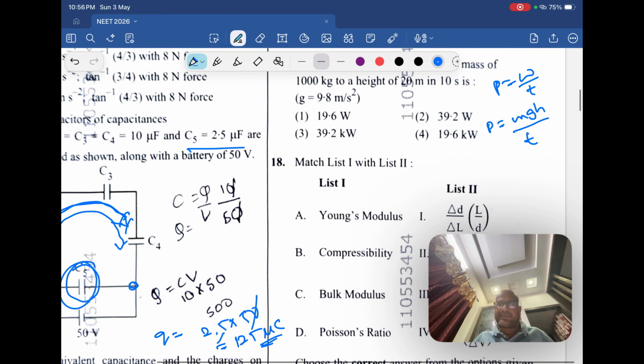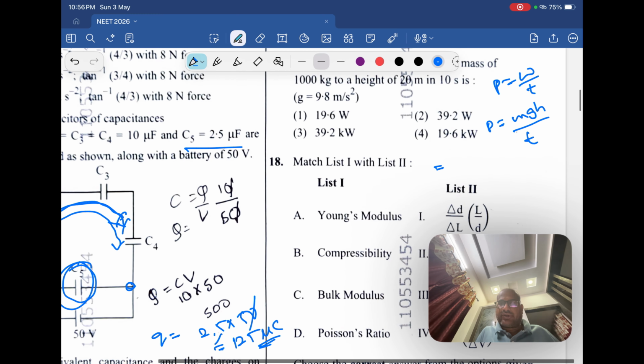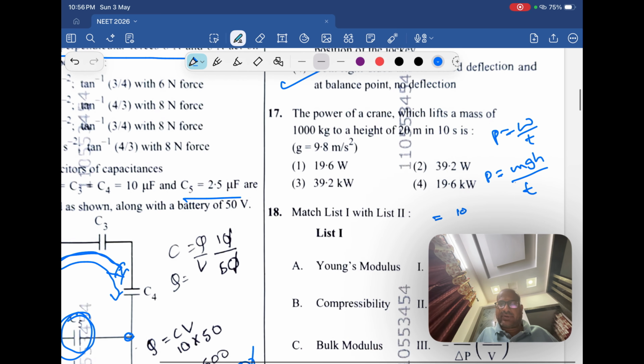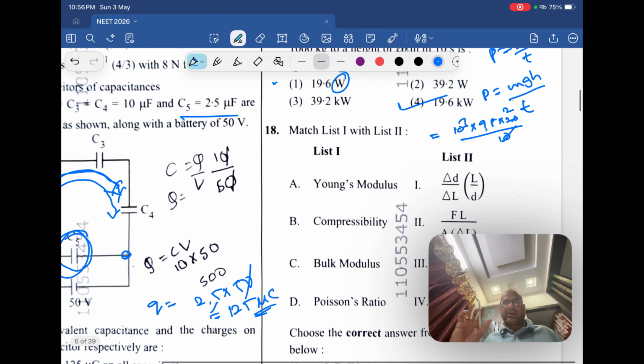Can you simplify this? How much can you get now? So mass will be 1000, 10 power 3, and g value you can take 9.8 into height value. Height is 20 meter by time is 10 second. 10 cancels with 10, so 19.6 kilowatts. So that is kilowatt, keep in mind. You should be careful here. This is watt, this is kilowatt. So the answer is 4.